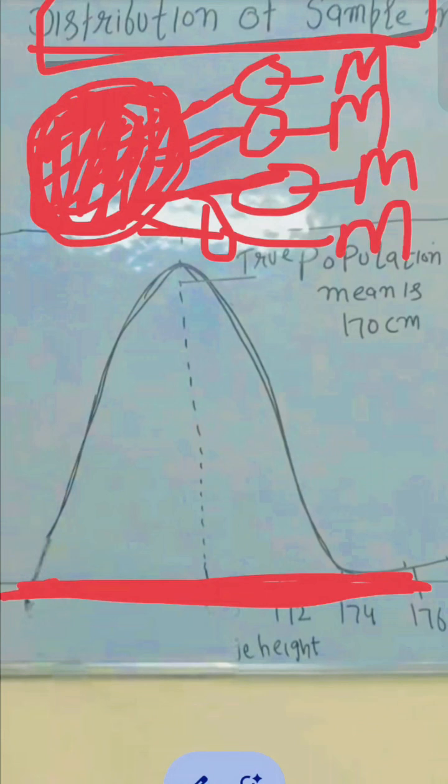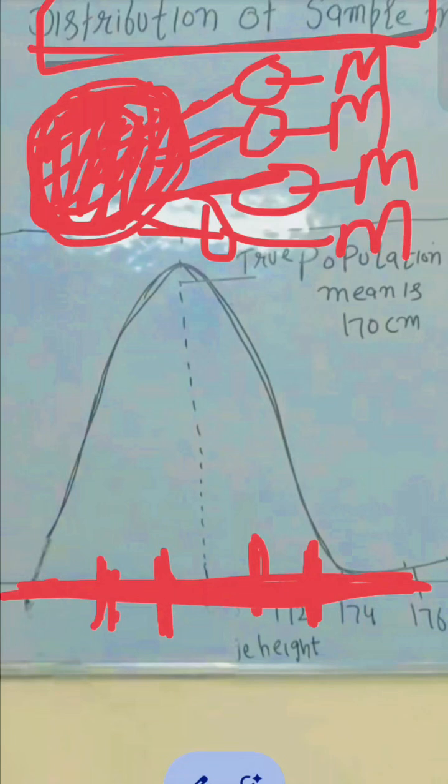Now what we do, we have this sample number 1 mean, then we have this sample number 2 mean, we have this sample number 3 mean, we have this sample number 4 mean. Now what we do, we display these sample means on the graph. We put or display these 4 sample means on the graph.